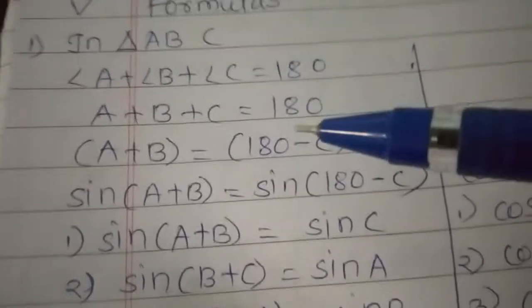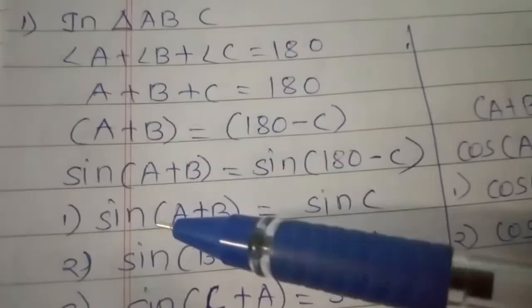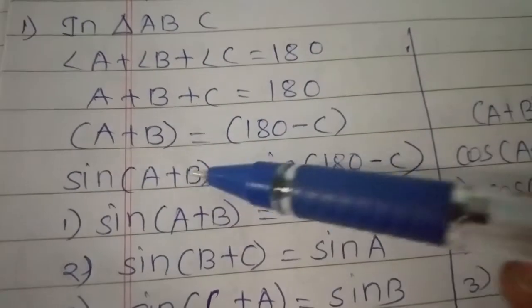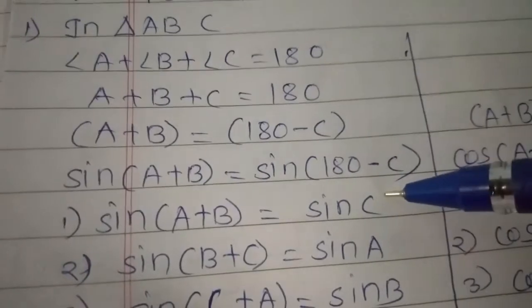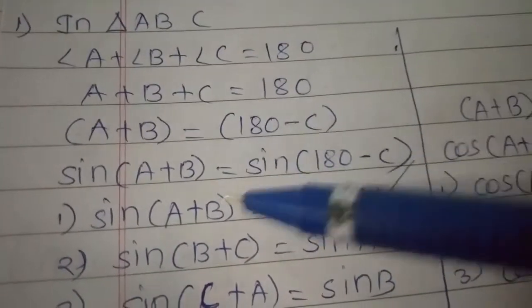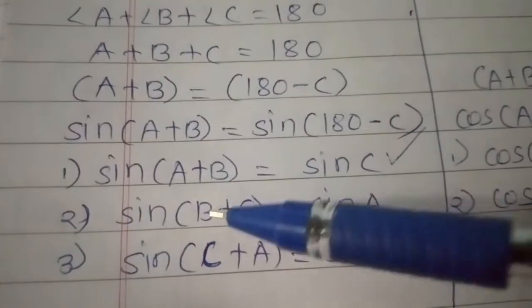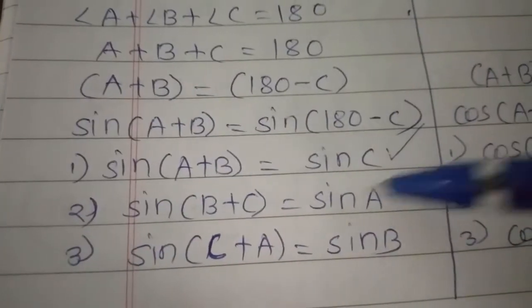So in this way we can find out the formula of the remaining angles also, that is sum angles. So sine A plus B is equal to, from this we derive this, that is sine C. Similarly, we can find the formulas for the remaining angles, that is sin B plus C is also sin A.